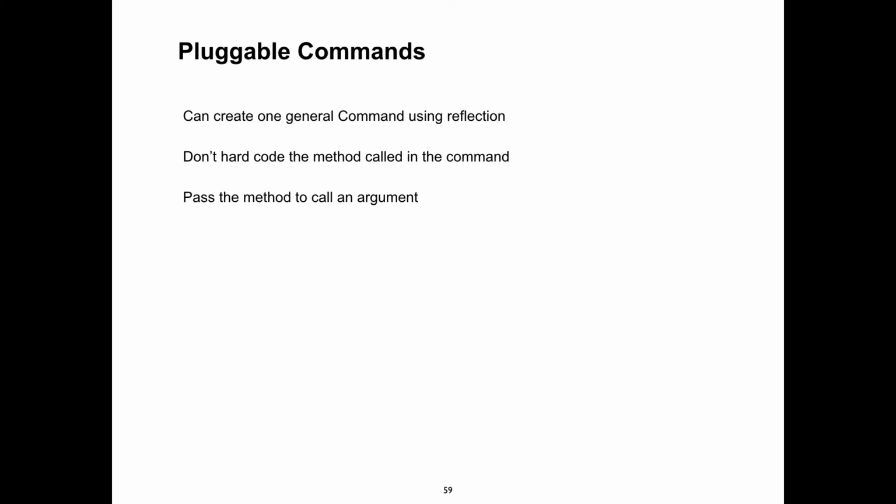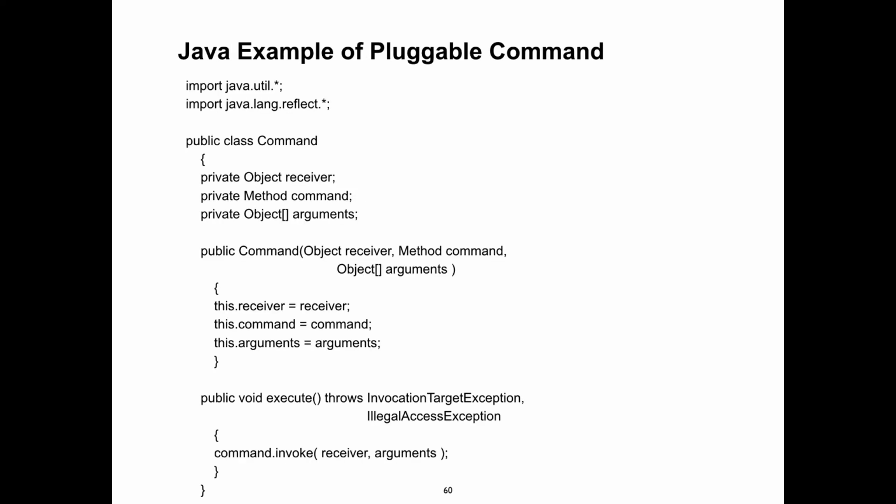And then with the pluggable command, I don't have to redo it over and over again. Just say, here's the receiver, function call, argument list. You can't do everything in the pluggable command, but with all the simple cases you can. Just create one pluggable command and then configure it for each specific type of command you want to do.